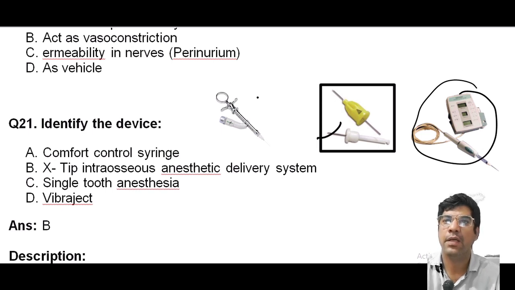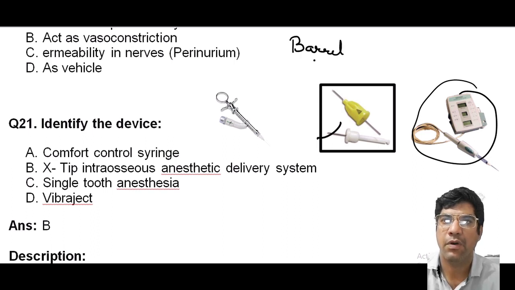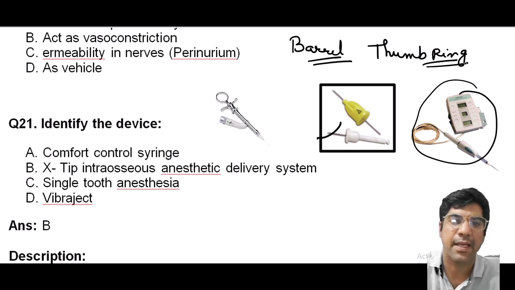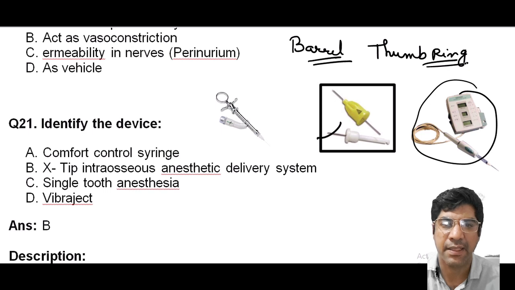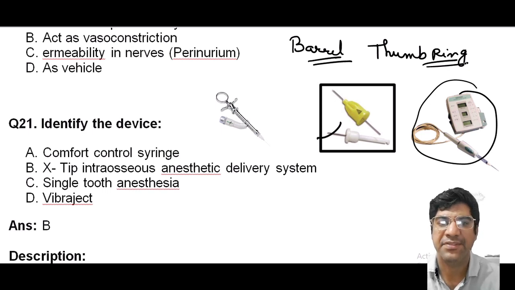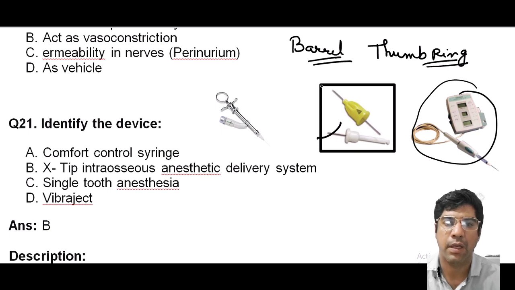That will control the amount of solution that has to be given. Other is the thumb ring that is located near the rear of the syringe where the dentist's thumb would rest. That would provide stability and control while delivering the anesthesia. Other is the plunger.